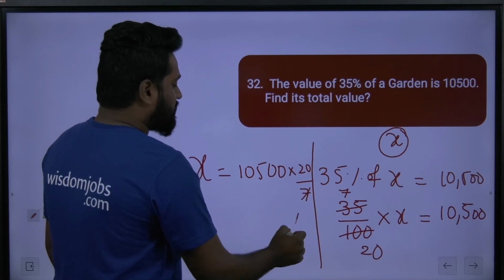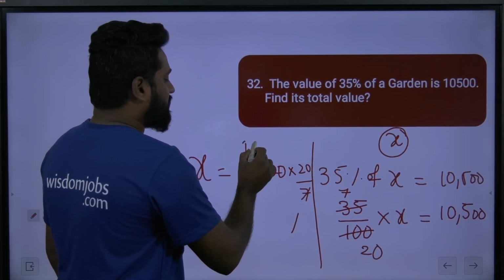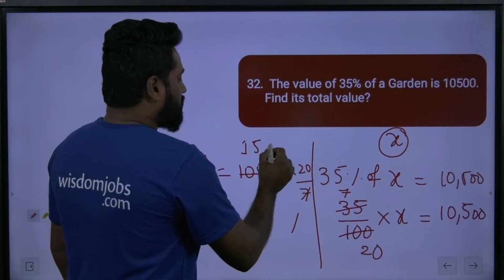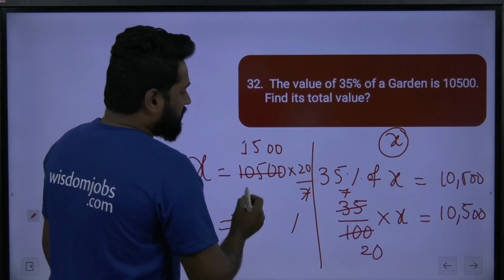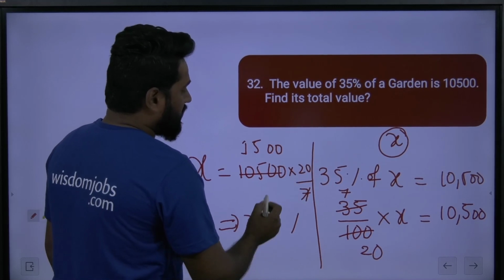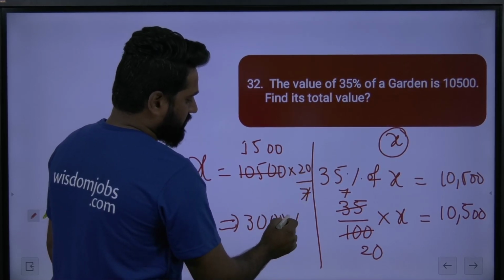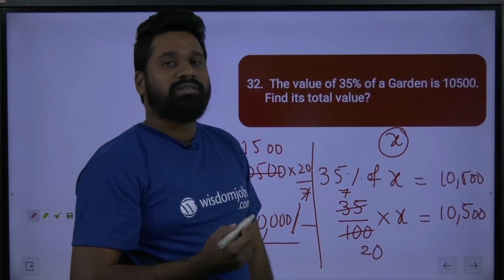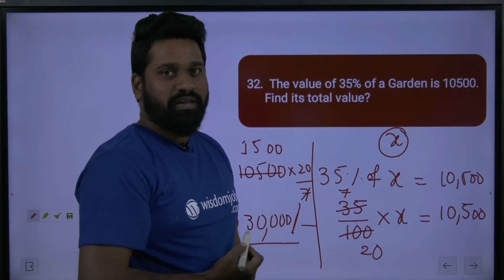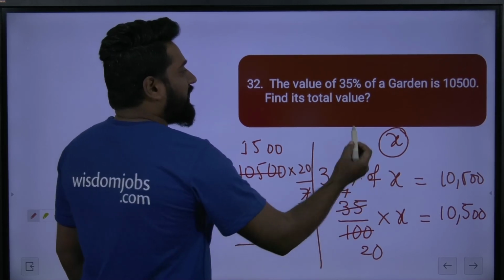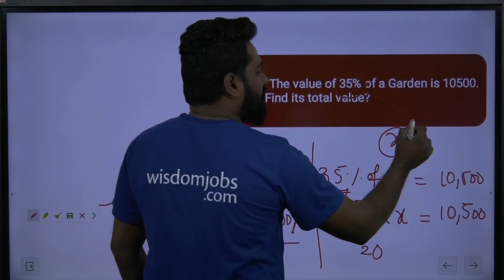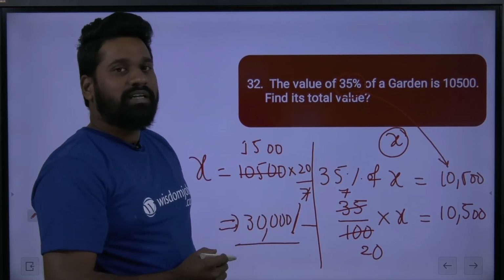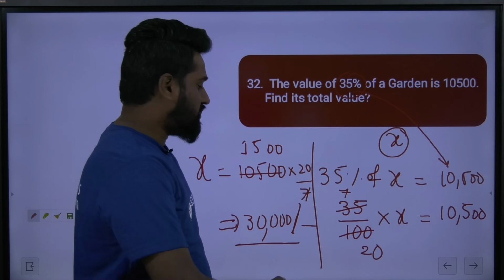Now you can cancel. 7 1s are 7, 7 15s are 105, so 2 zeros and the remaining is the same. So 15 2s are 30, here you have 3 zeros. So this becomes your final answer: x is nothing but 30,000 square meters. Is it clear? Because here the 35% value is given, that is 10,500, and we are finding the total value x, which we get as 30,000 square meters.